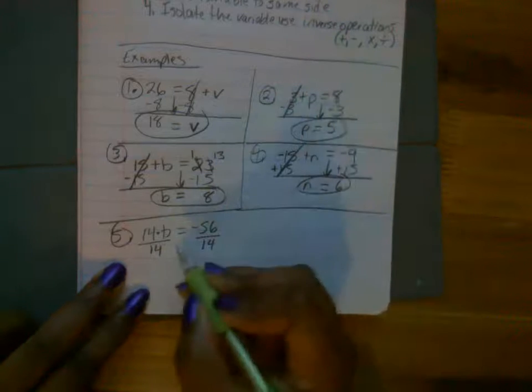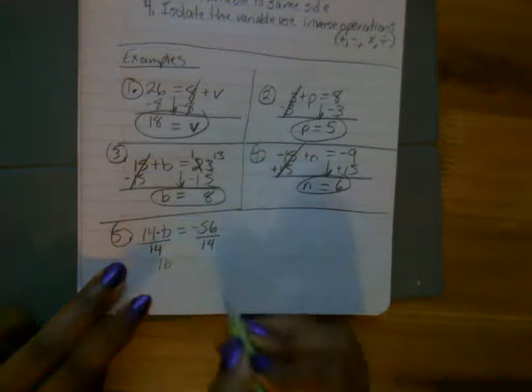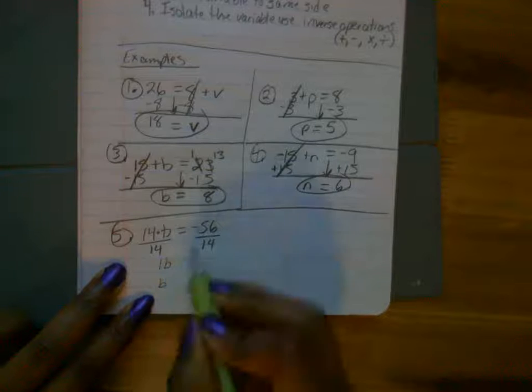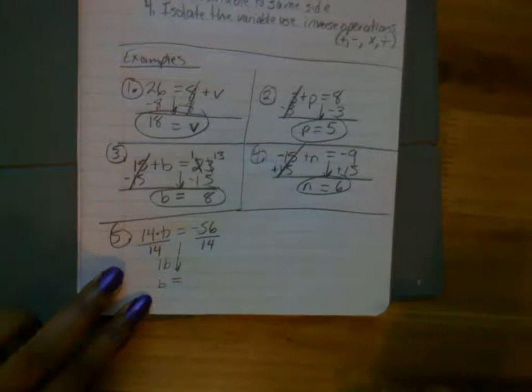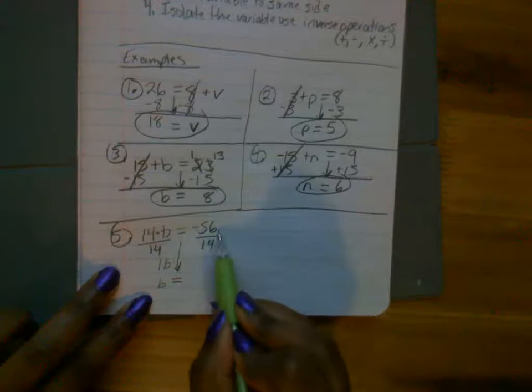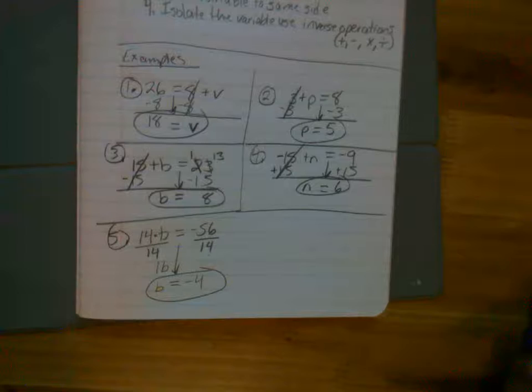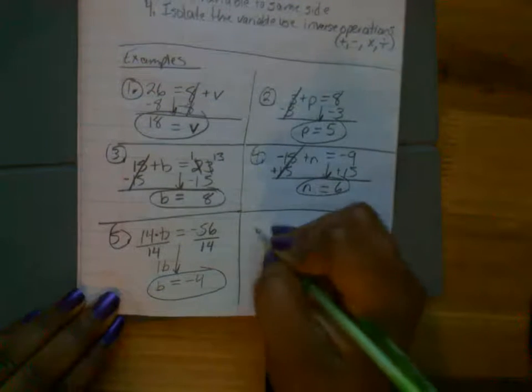14 goes into 14 one time, so we got 1b or just b, because 1 times b is b. Bring down your equal sign. Then we got negative 56 divided by 14. What's negative 56 divided by 14? Negative 4. All right, number 6.